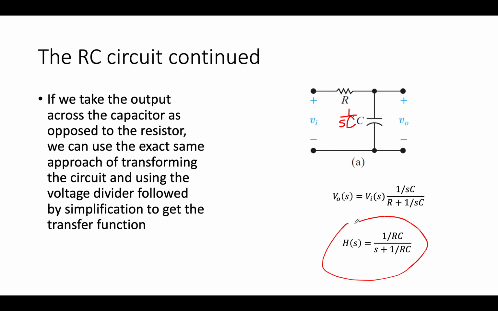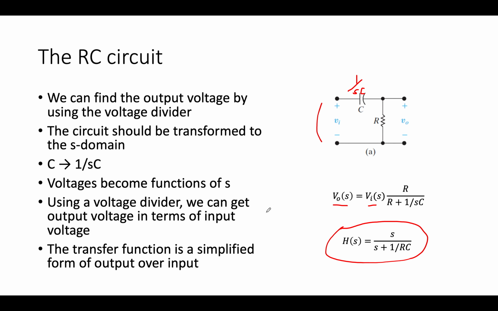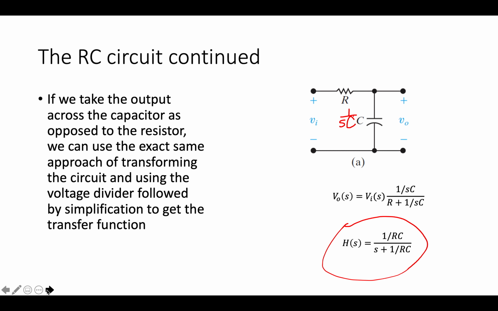You can see it is a little bit different. We'll look at the one we had before. Notice the one we had before has an S in the numerator. Notice this one has 1 over RC in the numerator. But notice this denominator, S plus 1 over RC, is common to both. Remember, it is the denominator of a transfer function when you do the partial fraction expansion.